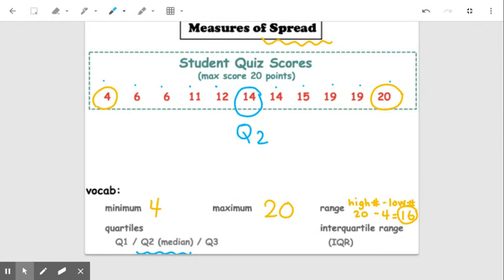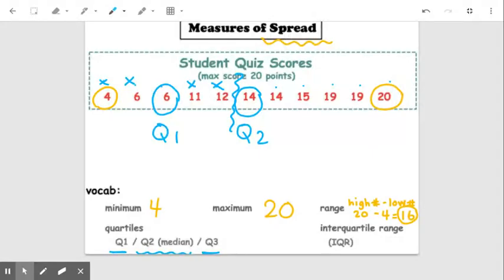Now, to get quartile 1 and quartile 3, we're going to do the same thing. Quartile 1 is the middle of the bottom half of the data. We're not going to use the 14, the Q2, the median. Look at the middle of the bottom half. I'm going to put little X's now and work my way to the middle of the bottom half. And that is this 6. So that is my first quartile, which we call Q1.